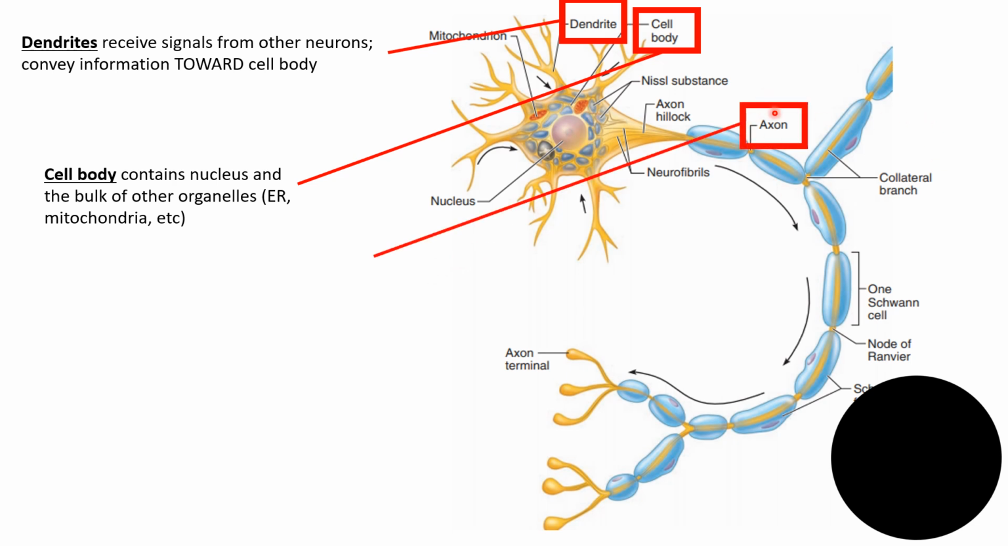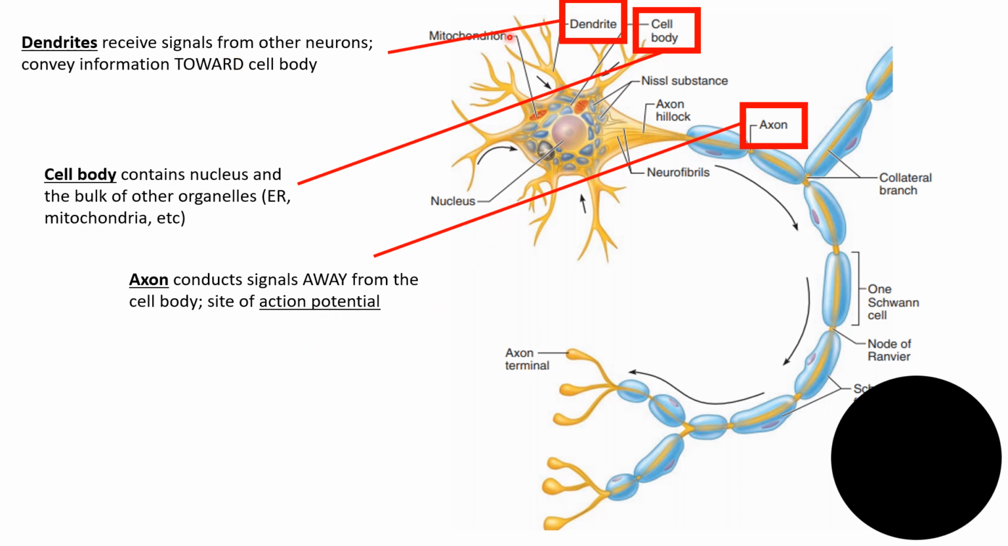The axon is usually a singular structure protruding from the cell body, and it's generally speaking longer than the dendrites, although not always, as you'll see in a second. The axon sends signals away from the cell body. And this is the site of what we call an action potential. This is what we're going to spend the entire class talking about next time, action potentials.